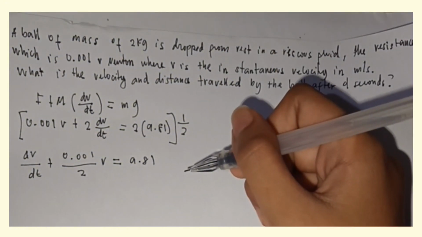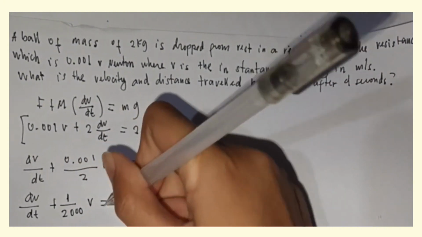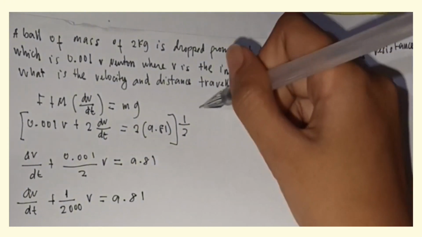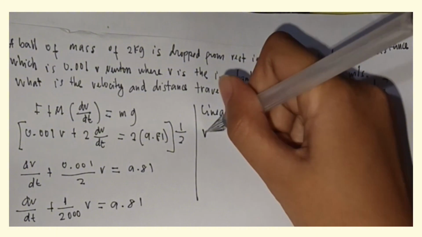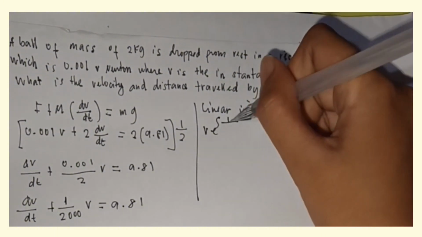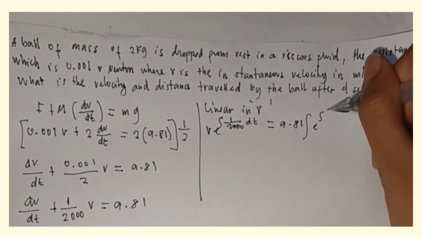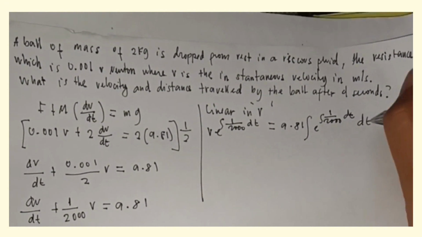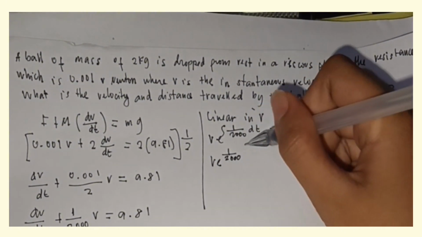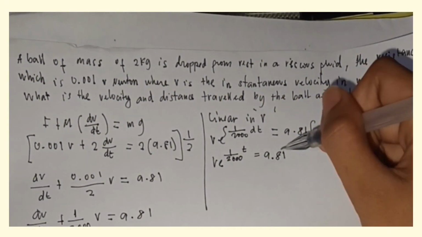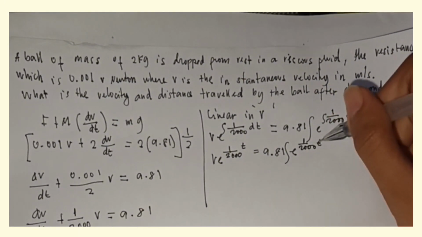Okay, so we have dV over dt plus 1 over 2,000 V is equal to 9.81. This is still linear in V, so we are going to solve for V. The integrating factor is e raised to 1 over 2,000 dt, so V e raised to 1 over 2,000 t is equal to 9.81 integral of e raised to 1 over 2,000 t dt.